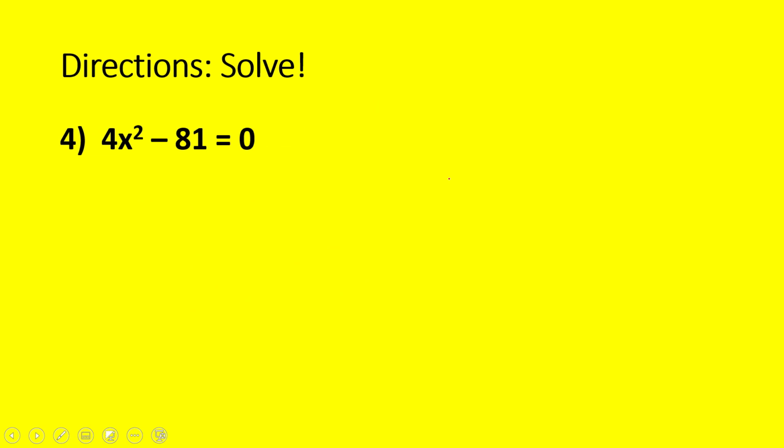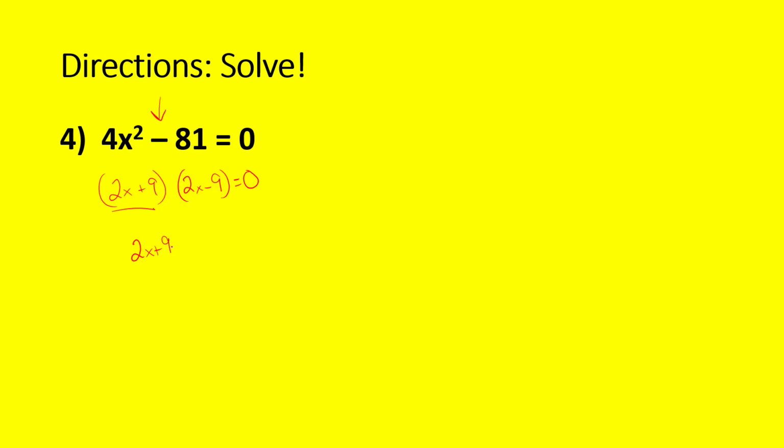All right, 4x squared minus 81. All right, now this time I do have a subtraction sign, and I have perfect squares on either side. So this is a great difference of squares problem. 2x plus 9, 2x minus 9 equals 0. And so we're going to set each product equal to 0.